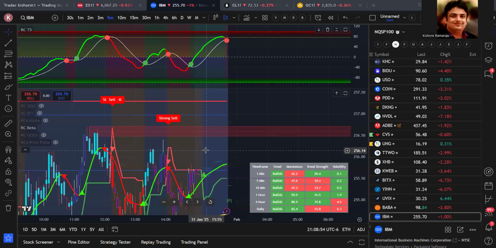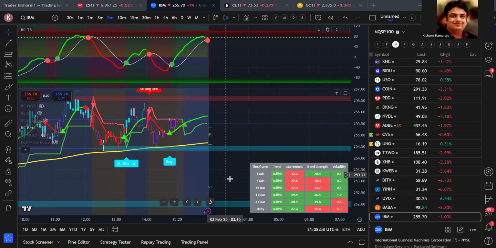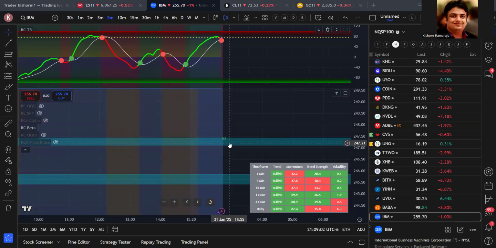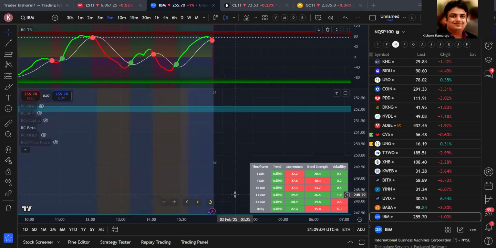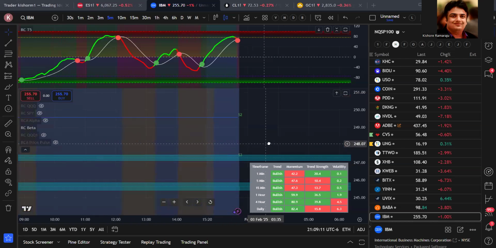IBM has a strong resistance at 256. If it breaks 254, then 252. If it breaks 252, it will come all the way to 247. So now if it breaks 252, you can nicely buy the puts. You can hold until 247.